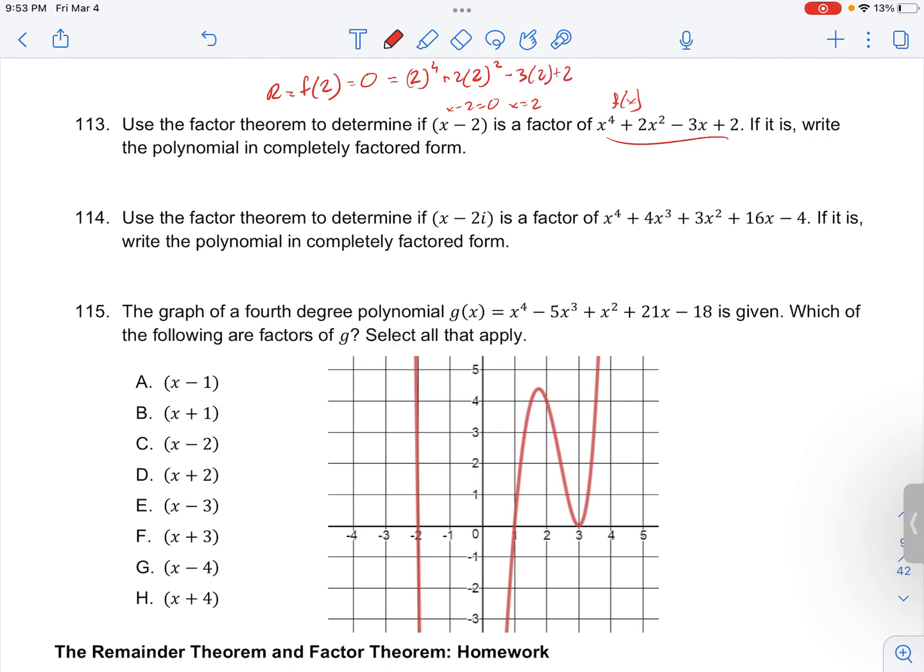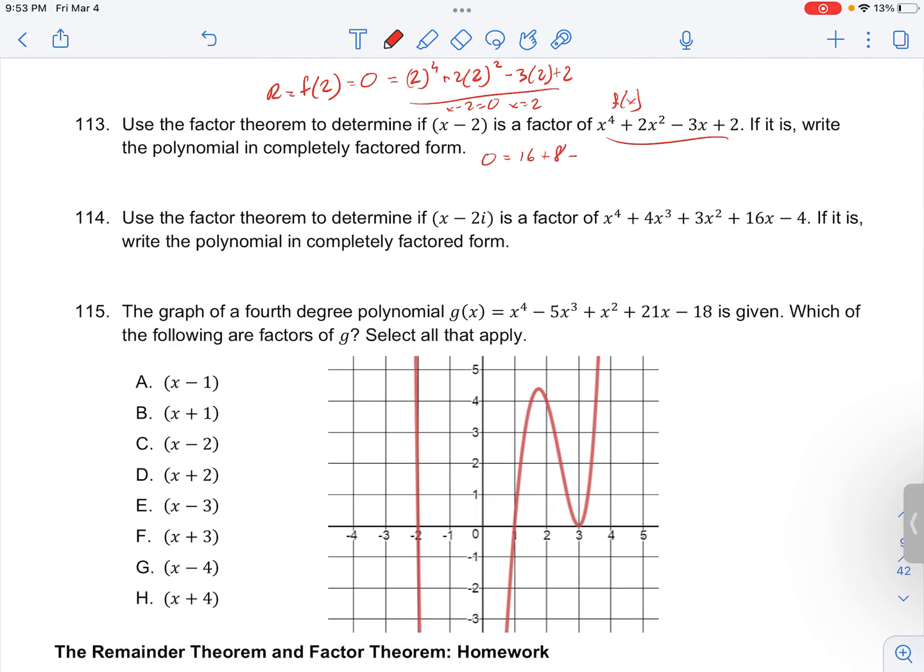2. Now if both sides of this equation balance, so if the right hand side comes out to 0, that means that x minus 2 is a factor. So we have 0 equals 2 to the 4th, which is 16. Then we have plus 2 times 2 squared, which is 8.